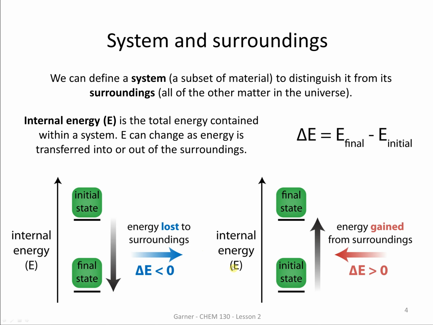You can imagine the reverse of this as well. You could imagine starting at a low energy initial state and then gaining energy from your surroundings to reach a higher energy final state. That would be a positive change in energy, a positive delta E. So energy increased during this process. And again, that's consistent with this equation. If we have a high energy final state, so a big number here, minus a low energy initial state, so a small number here, big minus small is going to give us a positive value of delta E. So internal energy can either increase or decrease as energy either exits or enters a system.